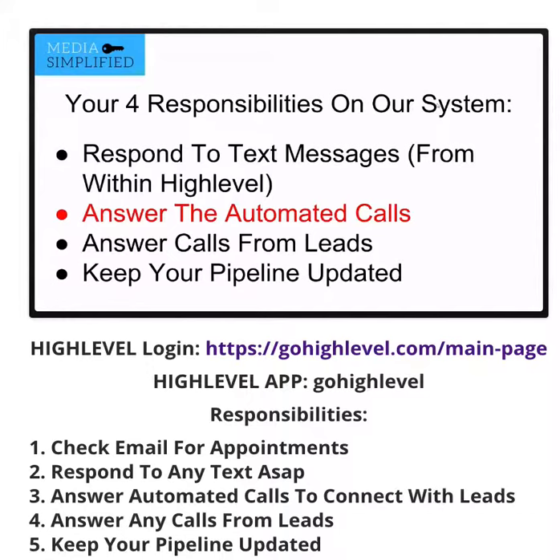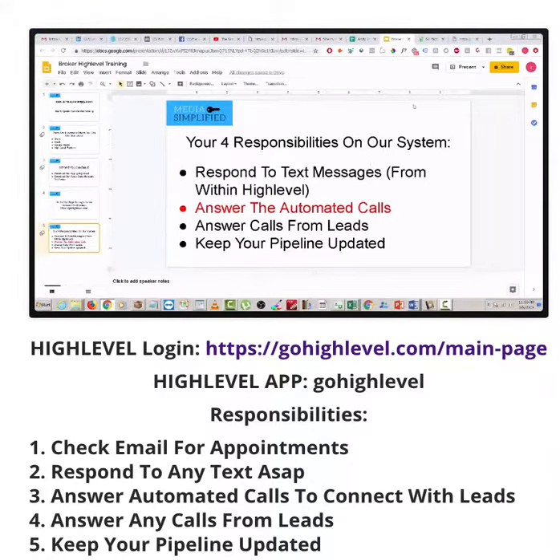Number 4 is to keep your pipeline updated on High Level, which is our system to keep track of the leads, which I'll show you how to use. So let's go through each of these. Number 2 and 3 are pretty self-explanatory, but let's start with number 1.